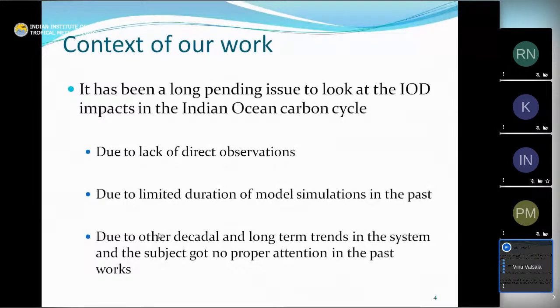And another reason is that in the carbon cycle, there are several other signals existing in the Indian Ocean. For example, decadal and long-term trends. Long-term trends are due to anthropogenic reasons, and a decadal cycle is also built into it. So all these kinds of signals get mixed up with each other, and to clearly discern the variability of the carbon cycle with respect to the IOD alone became a challenging task. So there was not much attention given in this particular area. So that is the context of our work.